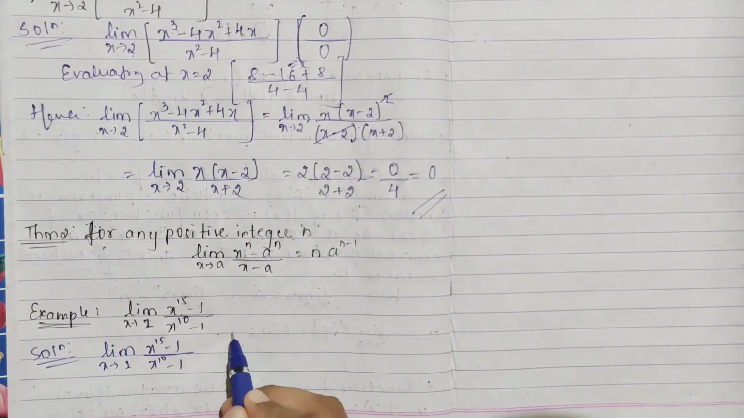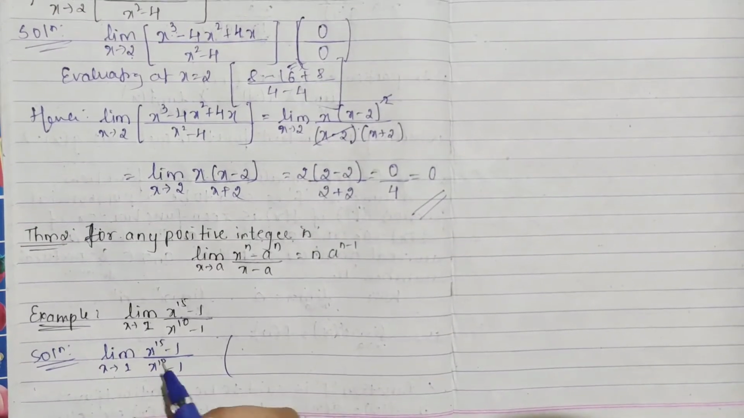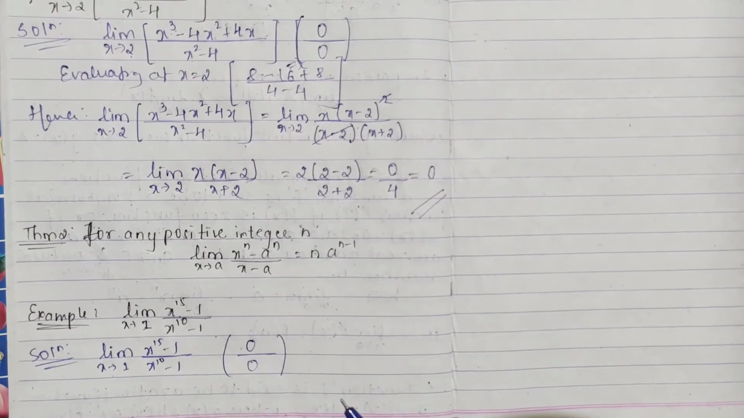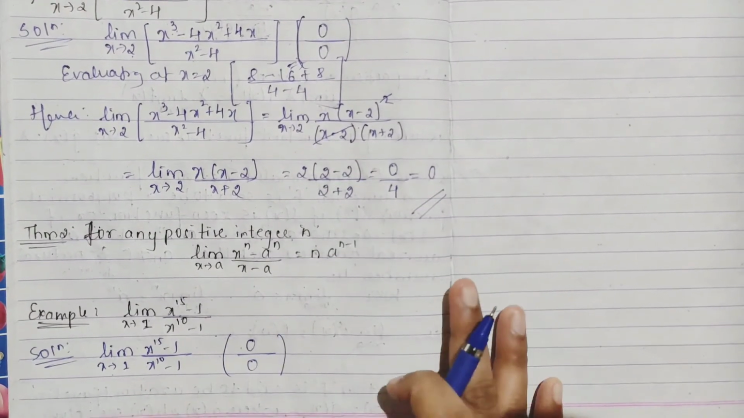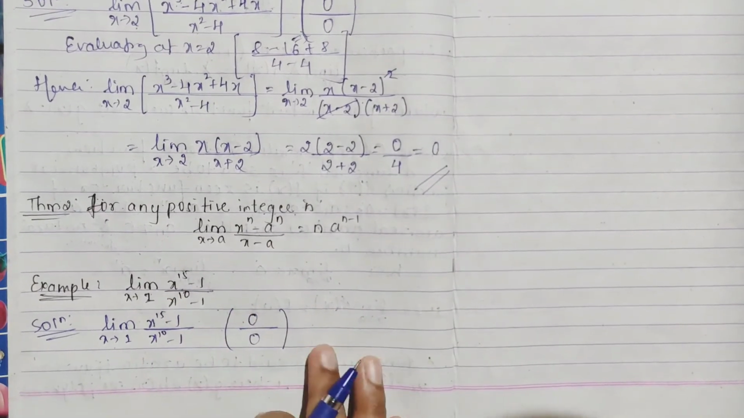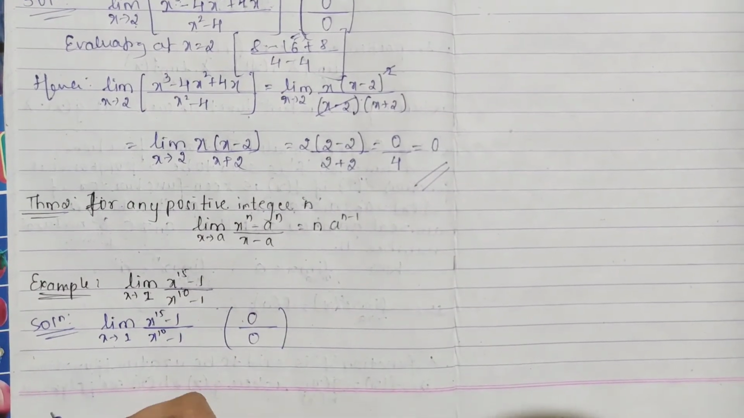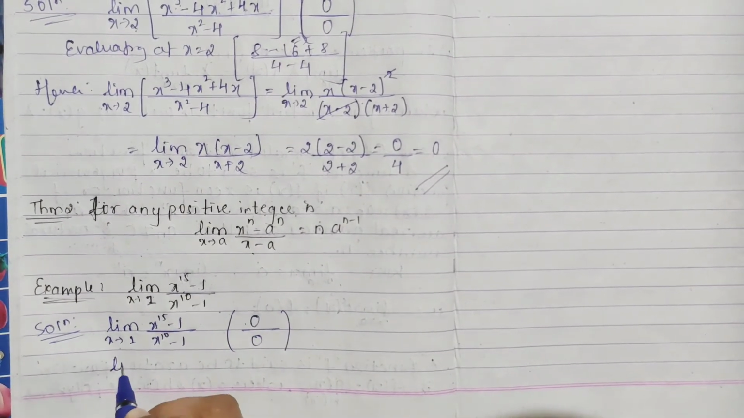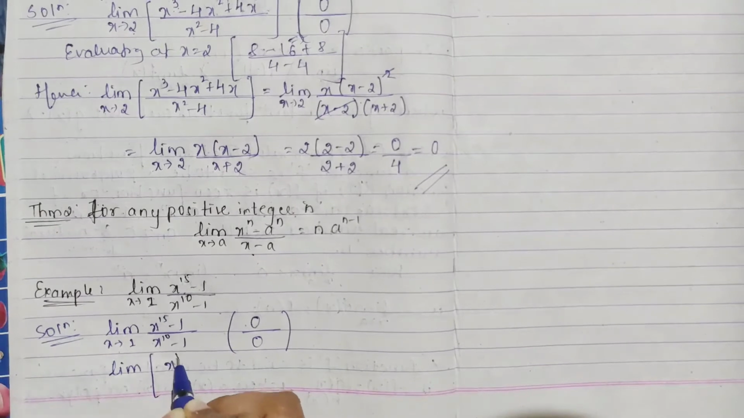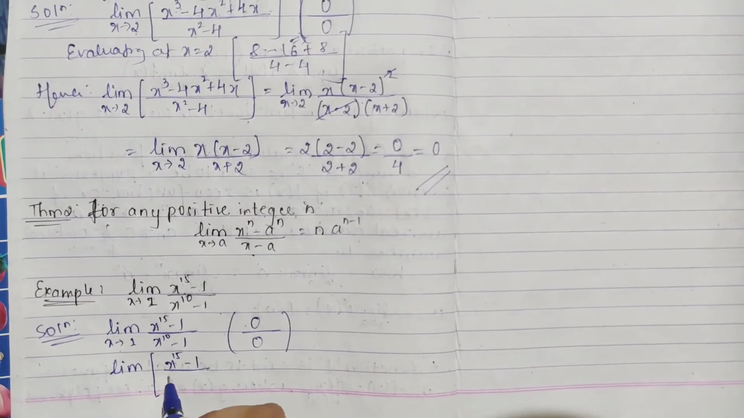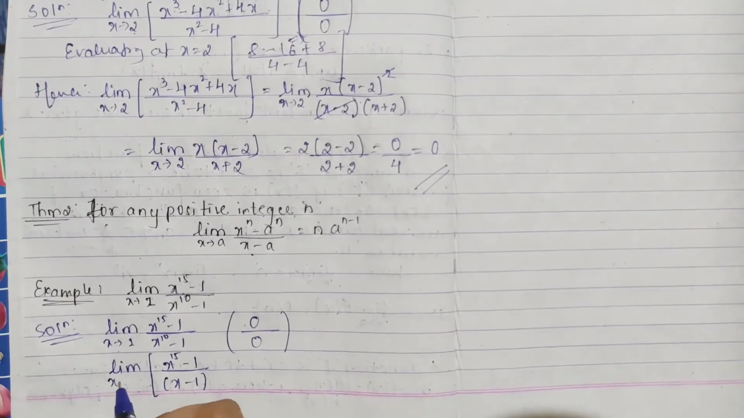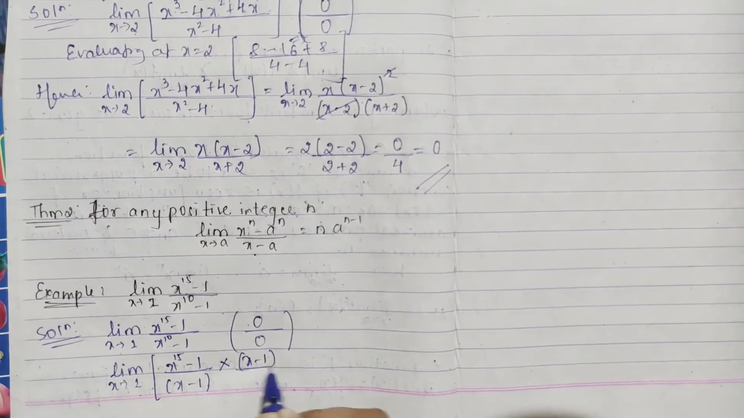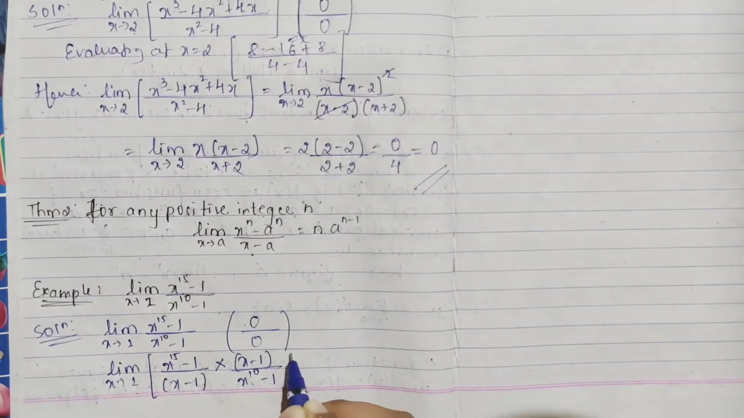Okay, so when I put 1, 1 raised to 15 is 1 only, 1 minus 1, I am getting 0. 1 raised to 10 minus 1 is also 0. So if you are getting 0 by 0 form, or infinity by infinity form, then it doesn't work, so you have to simplify. Now we'll make use of this theorem itself. How I'll do: limit of (x raised to 15 minus 1) divided by (x minus 1), into again (x minus 1) divided by (x raised to 10 minus 1), yes.